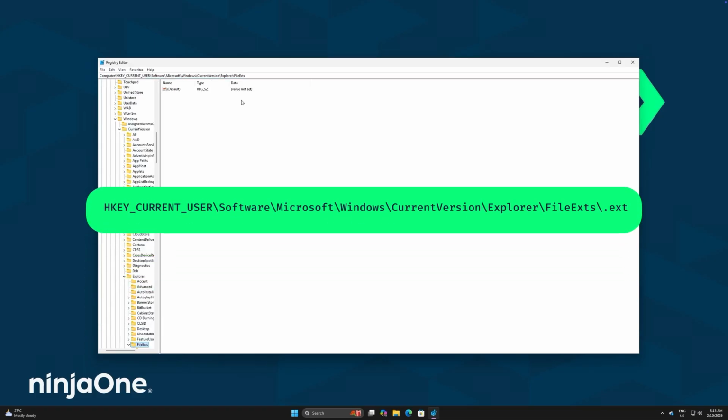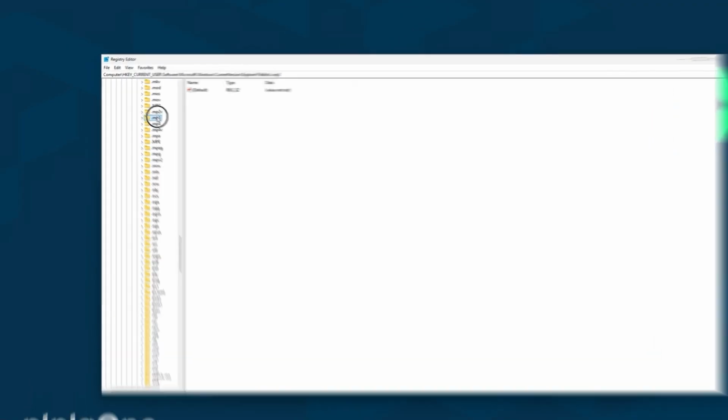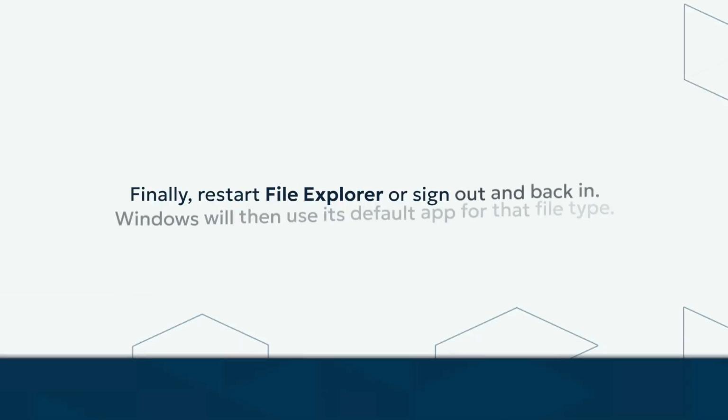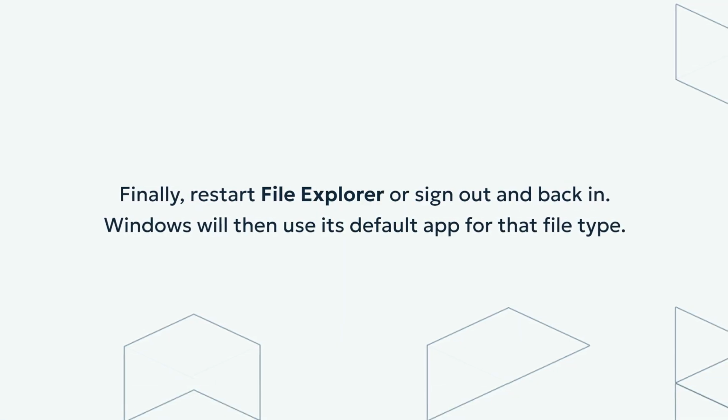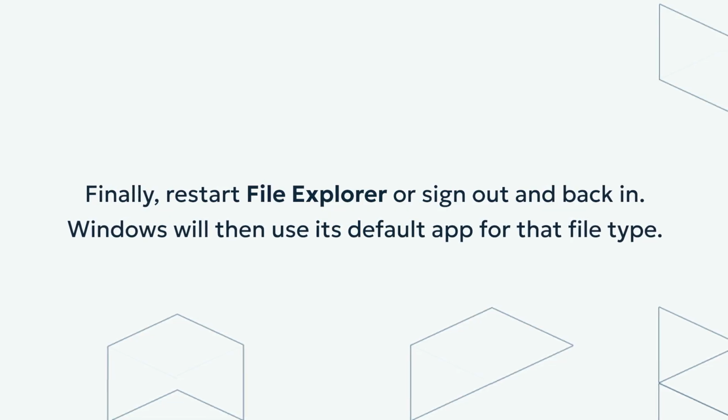Next, go to HKEY_CURRENT_USER, Software, Microsoft, Windows, CurrentVersion, Explorer, FileExts, .ext. Replace .ext with the file extension you want, like .mp3 or .docx. Right-click the UserChoice folder, delete it, and confirm. Finally, restart File Explorer or sign out and back in. Windows will then use its default app for that file type.